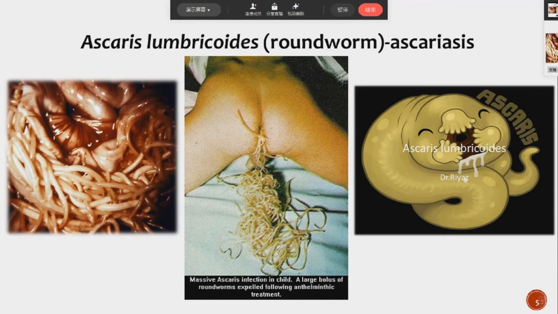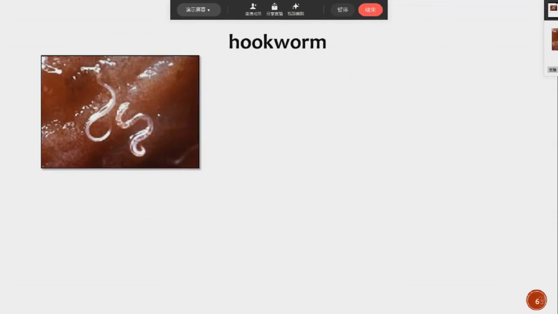The second one, hookworm. The hookworm. Hook. They are just like the head. They are parasitizing in our small intestine too. But the roundworm adult can grow up to 20 to 30 centimeters, while the hookworm adult is only 1 centimeter. So these two worms are adult hookworms, parasitizing in our small intestine.